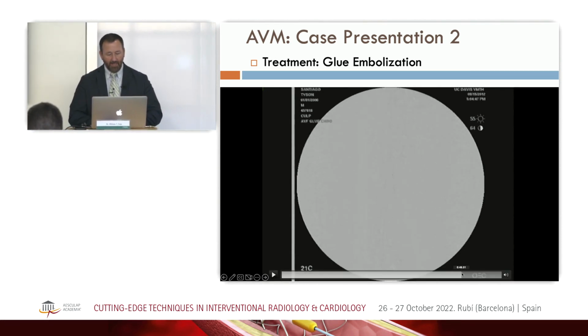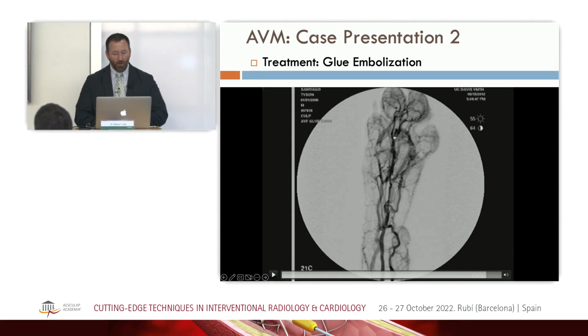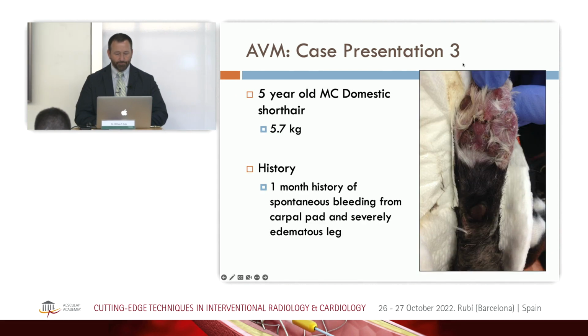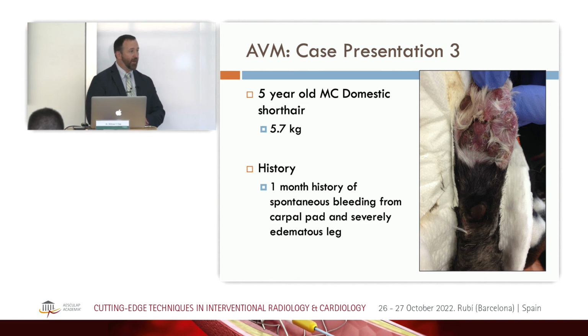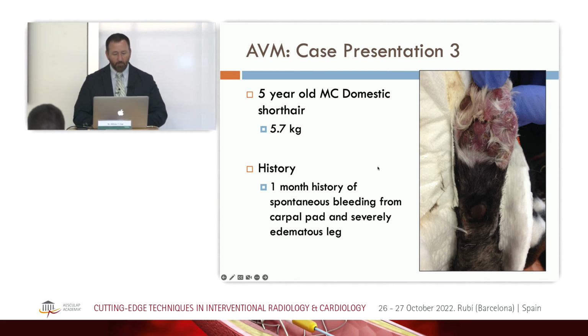And so here in the end, on that last injection, you can see really much improved enhancement of the digits here, and none of that paw AVM is enhancing anymore. So that's kind of the goal here. Can do it in cats too. So this is a cat that did have a pretty extreme distal paw swelling here, was bleeding as well from this carpal pad, and then had a really, really edematous leg.